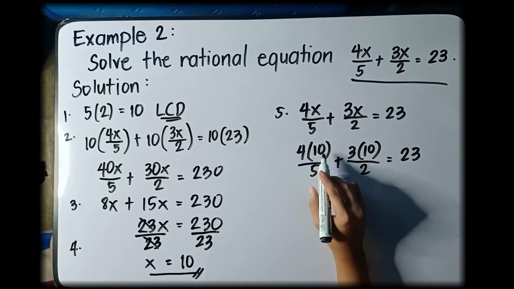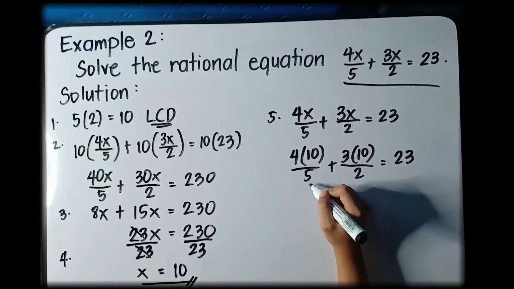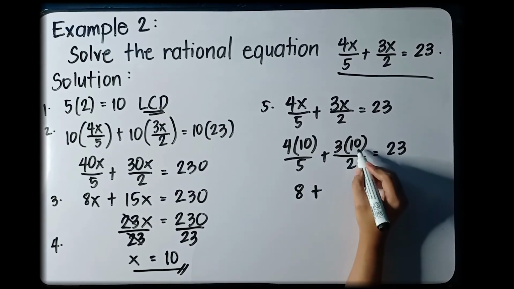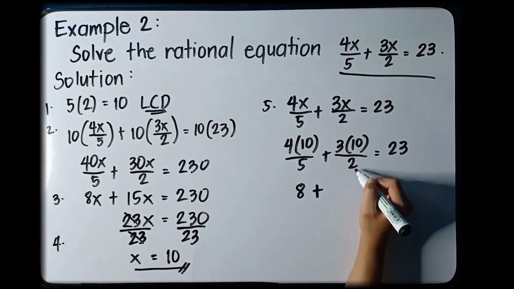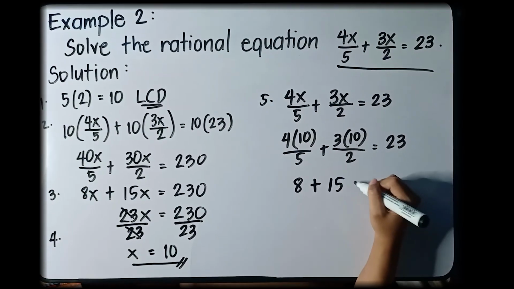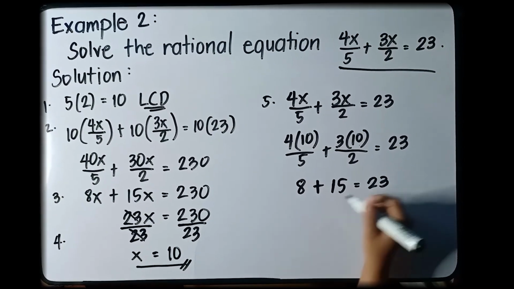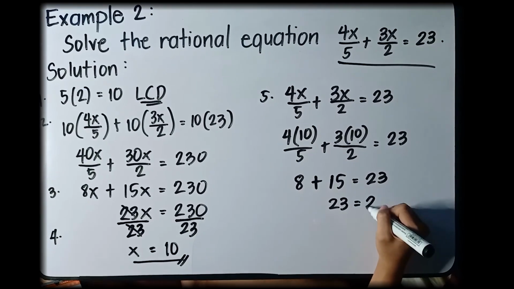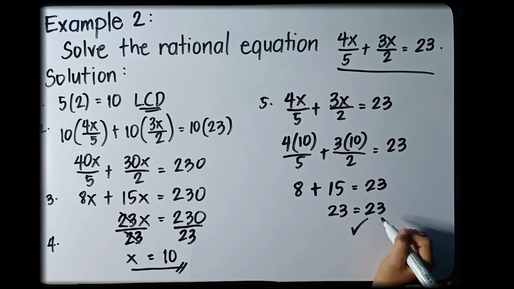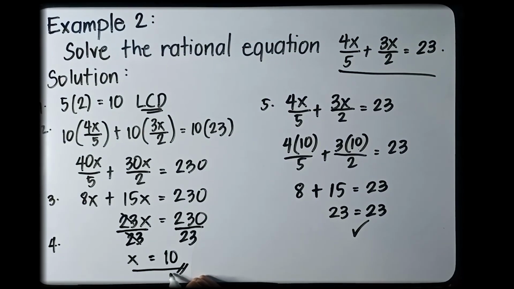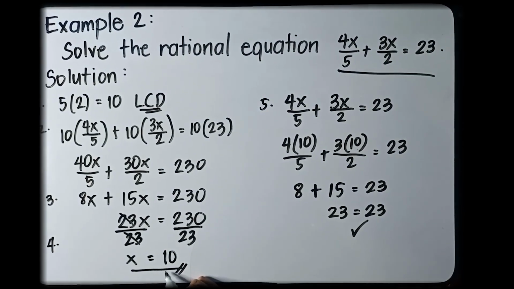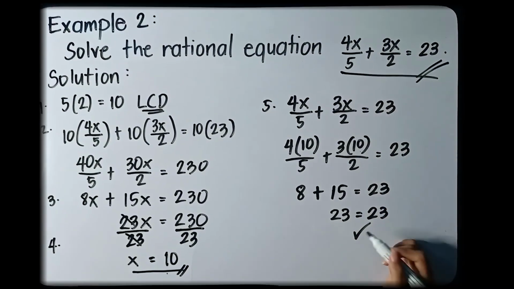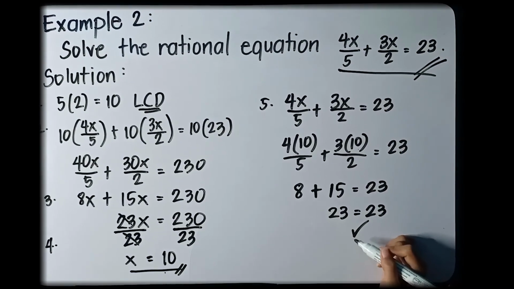So 4 times 10 is 40, divided by 5 is 8, plus 3 times 10 is 30, divided by 2 is 15, equals 23. So we have 8 plus 15 is 23, equals 23. So meaning, this value, x equals 10, satisfies our rational equation. So that answer is correct.